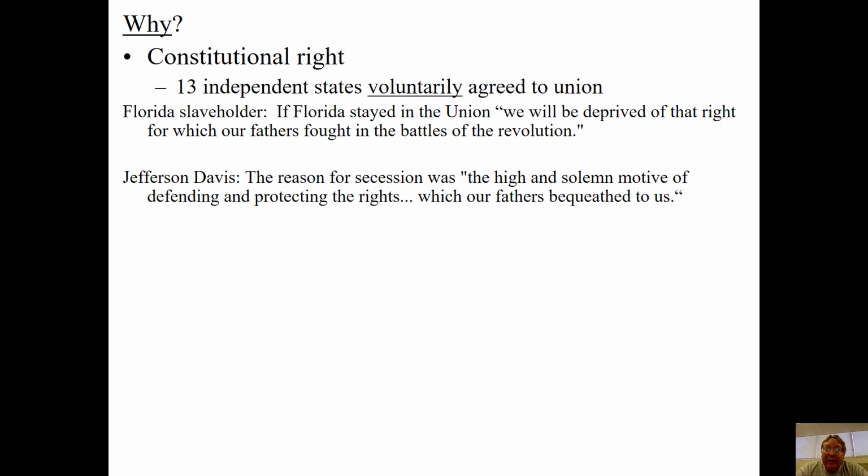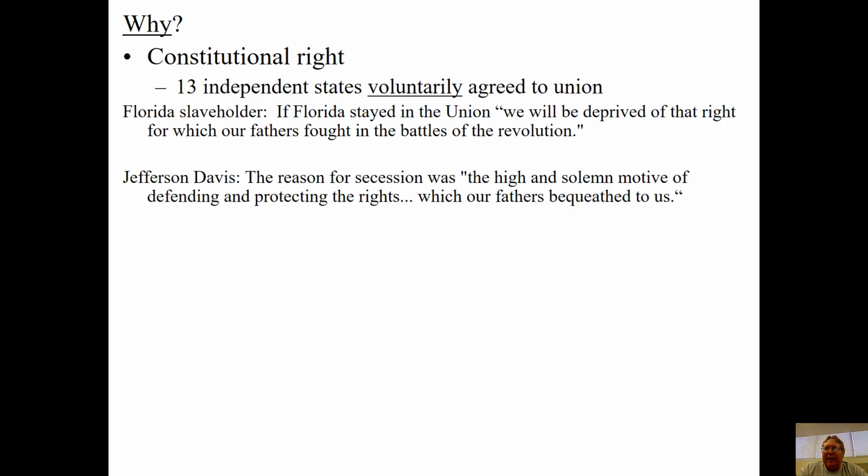And the new president of the Confederacy, Jefferson Davis, right? He's elected as the first president of the Confederacy in February of 1861. He kind of said, look, the reason for this secession, the reason we have to create our own country is the high and solemn motive of defending and protecting the rights which our fathers bequeathed to us.